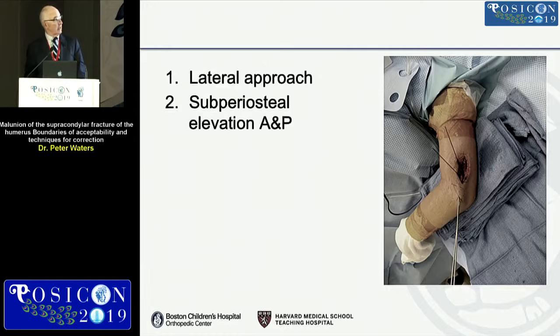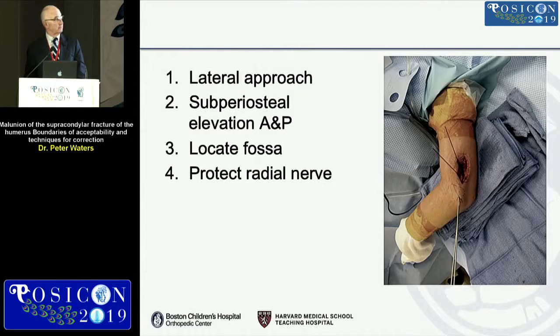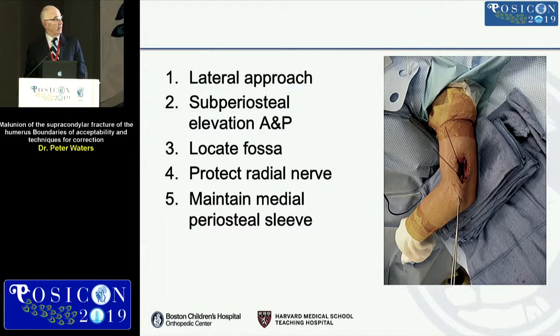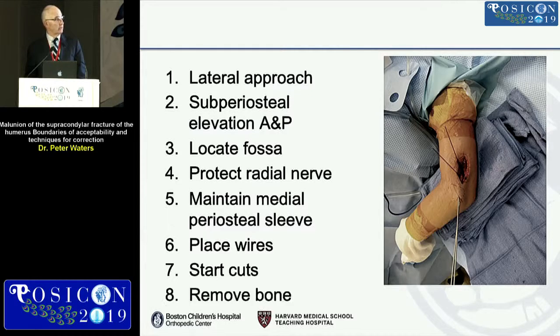You're going to come on this lateral approach, subperiosteal dissection anterior and posteriorly to protect your neurovascular bundles. Locate the fossa, which is critical. Protect the radial nerve above in terms of your exposure. And then maintain that medial periosteal sleeve. It's your friend. Place your wires in place and make your saw cuts. And then remove the bone. We talk about it being really an 8 to 9 step operation.